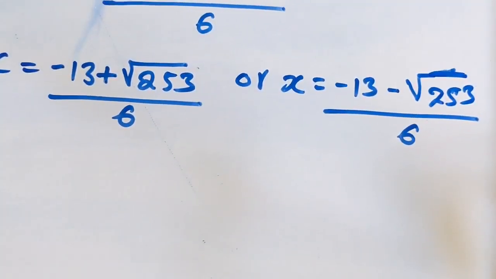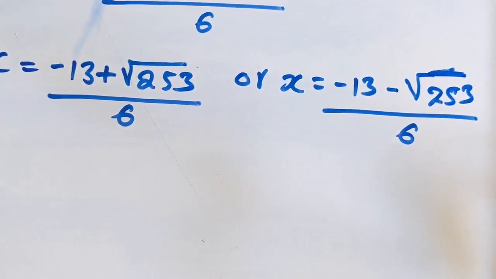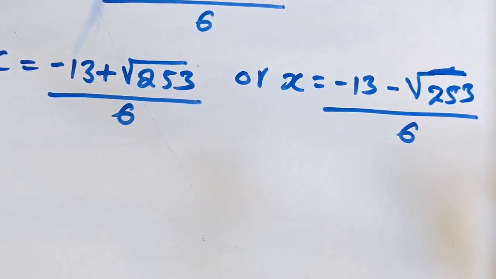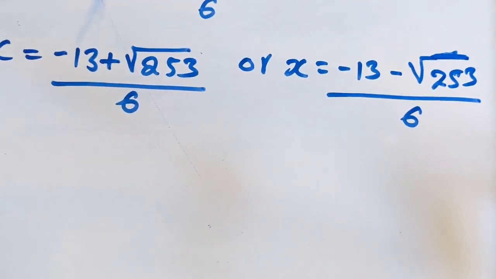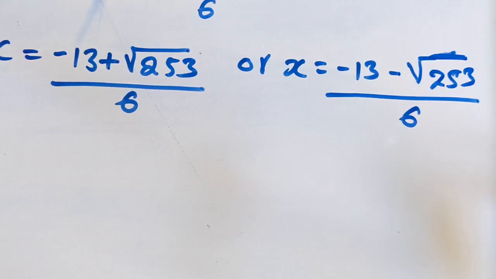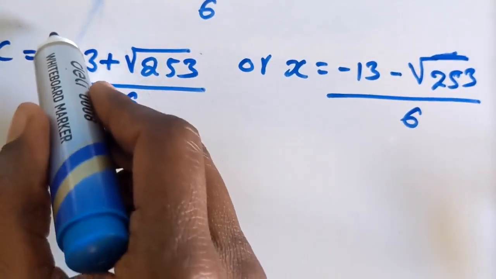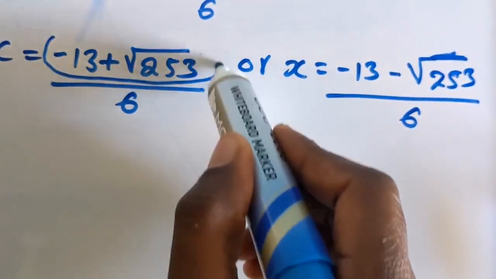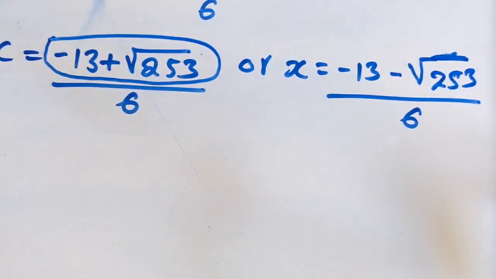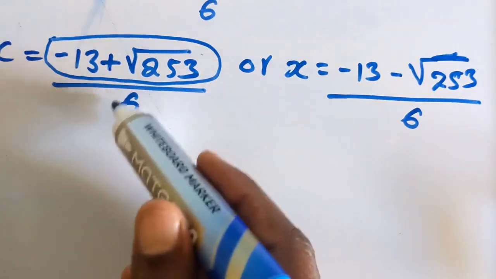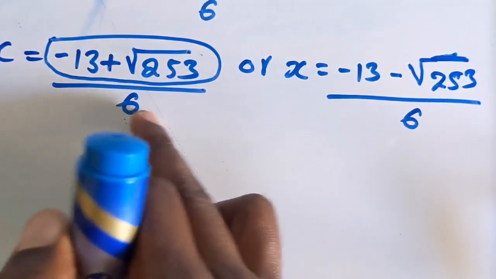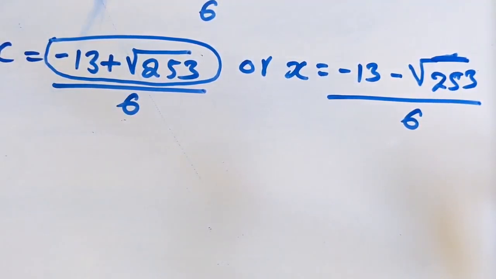Now you can punch these on your calculator to find the answers. All right, so people make mistakes here, so make sure that you pay attention. What you're supposed to do is to punch this first. Don't involve this 6, so don't divide by 6 first.